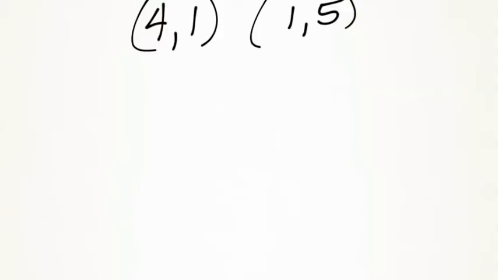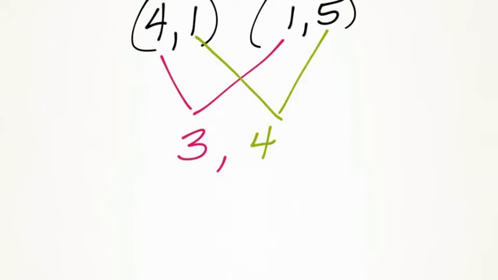Now there's a different way of finding this same value by using just the coordinates that are given, 4, 1 and 1, 5. What I do is I find the difference between the domains, or the x values, and then I find the difference between the range, or the y values.